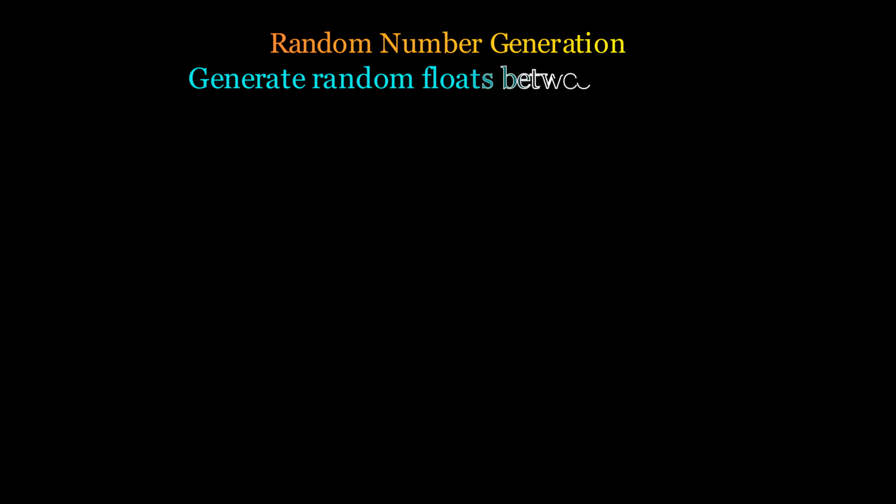Let's start with basic random number generation. The first problem involves creating random floating point numbers between 0 and 1. This is one of the most common operations in simulations and probabilistic algorithms. The numbers are uniformly distributed, meaning every value in this range has equal probability.